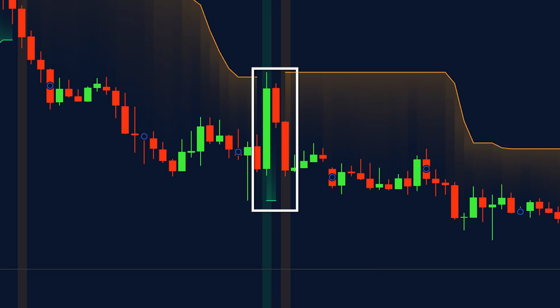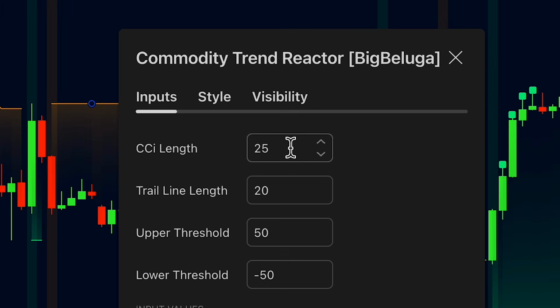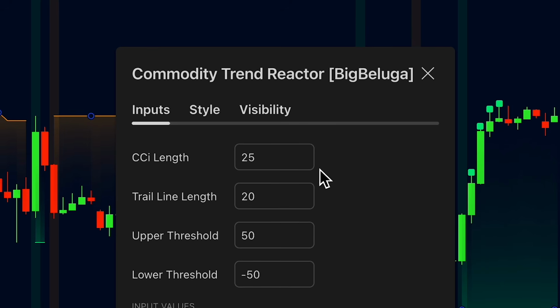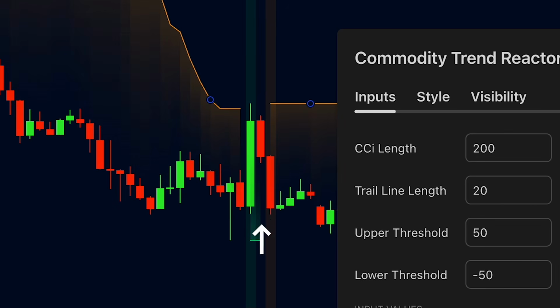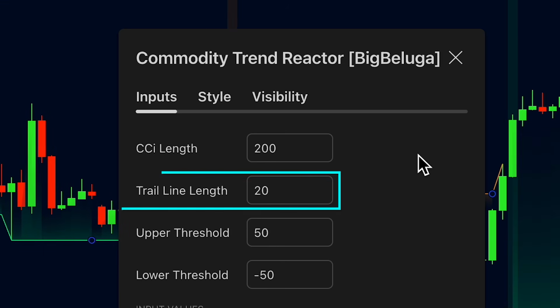Now, to eliminate false signals and get maximum accuracy, let's get your settings right. Double-click on the indicator to access the settings panel. You'll see the CCI length setting at the top, which is critical for the indicator's accuracy. Change the CCI length from the default 25 to 200, because this eliminates short-term noise and only focuses on genuine momentum shifts that matter. Next, keep the trail line length at 20, a perfect balance for the trailing stop mechanism.